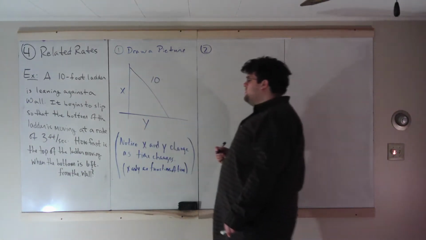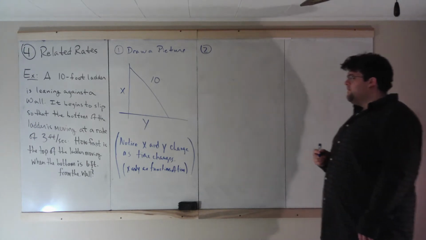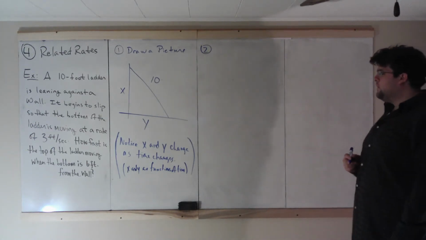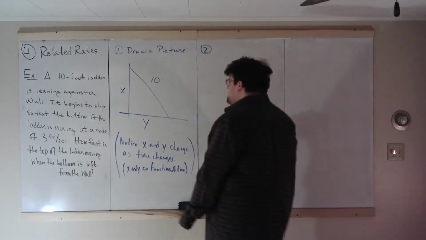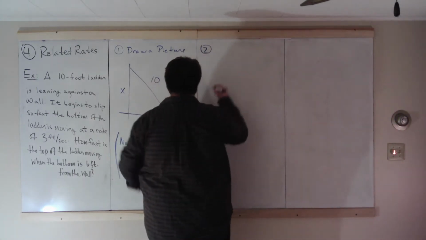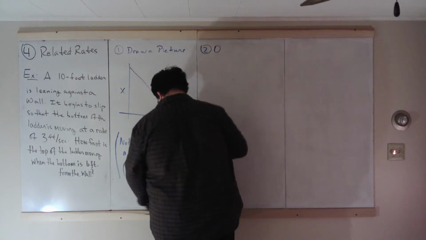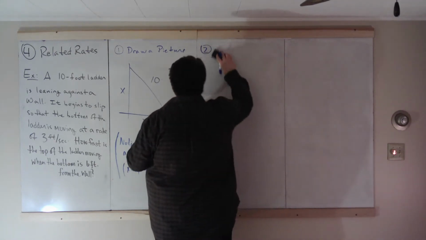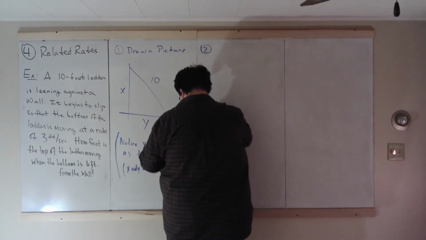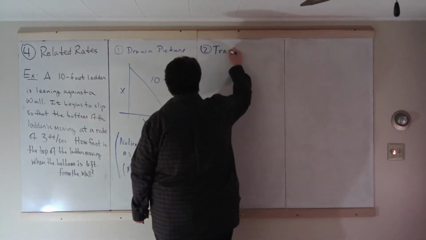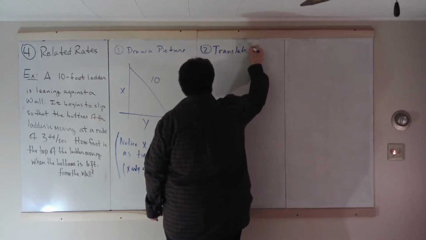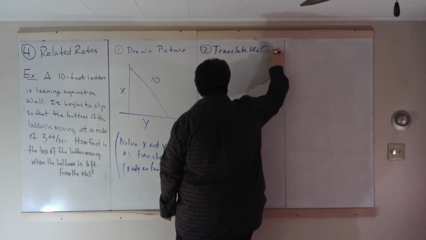Well, how fast is the top moving? How fast it's moving is given by a rate. What measures where the top is? X measures where the top is. So, number 2, I like to translate the question into calculus.